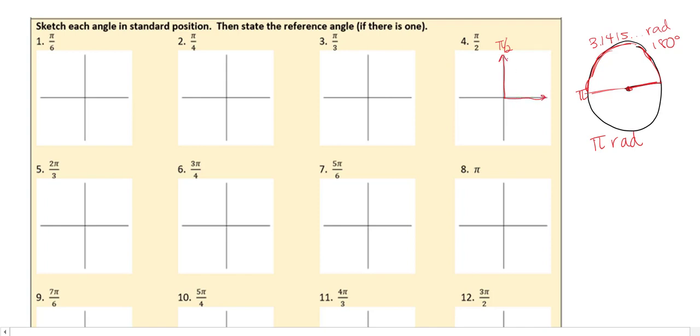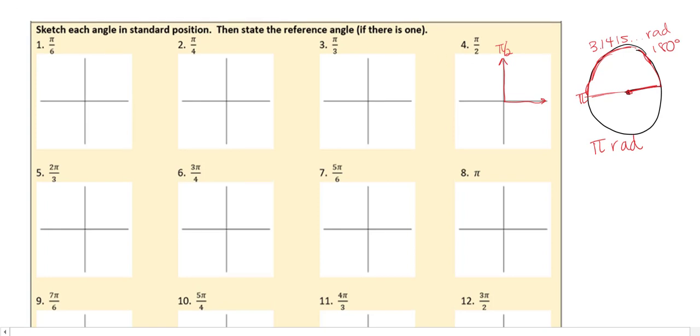Now it says to state our reference angle if there is one. Remember that our quadrantals do not have reference angles, so pi or 0, pi over 2, pi, 3 pi over 2, and 2 pi have no reference angle, because there is no acute angle that goes to the x-axis.